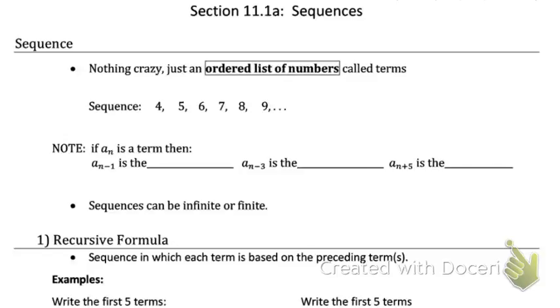See, all a sequence means is an ordered list of numbers. That's all a sequence means: you have a list of numbers and they're in a specific order. Some ways that we can talk about the order, we can talk about it in terms of terms.